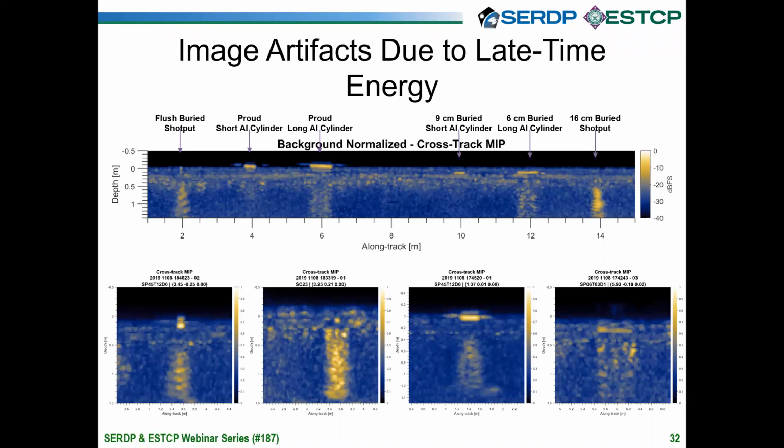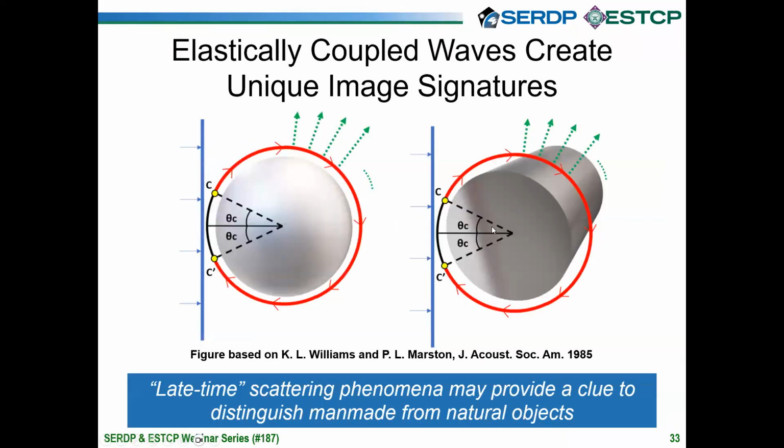So what is the cause of this? What is the mechanism that is causing us to get this ghosting effect? What we believe is that we have waves that are coupling to the object, or exciting resonant modes in the object. And those waves that couple on and excite these resonant modes within our object are essentially causing the objects to ring like a bell once they've been insonified.